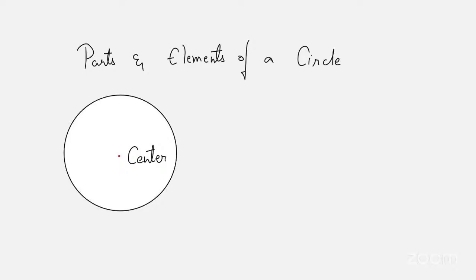Now you can say that a circle is a collection of all the points in a plane which are equidistant from a fixed point. What does that mean? Look at another diagram.